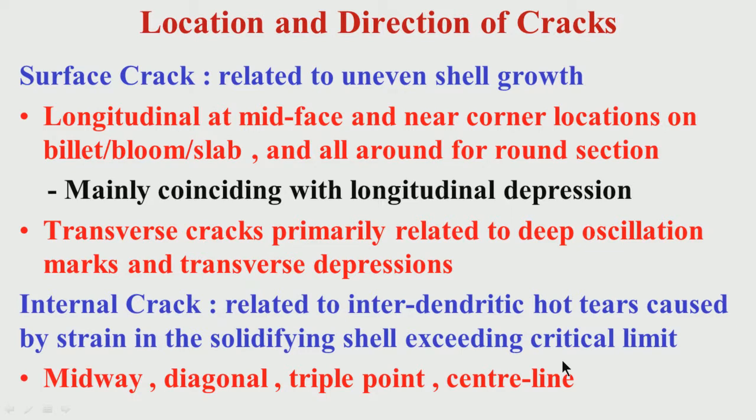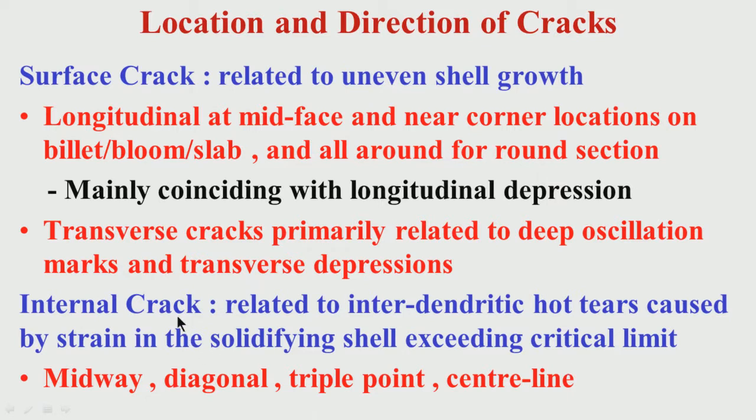The strain which is imparted on the solidifying shell, whether during solidification or after solidification, due to ferrostatic force, due to shrinkage, due to delta gamma transformation, or it may be mechanical strain due to bending or unbending, straightening of the strand. So all these are important issues we have to keep in mind to get a good quality cast product.